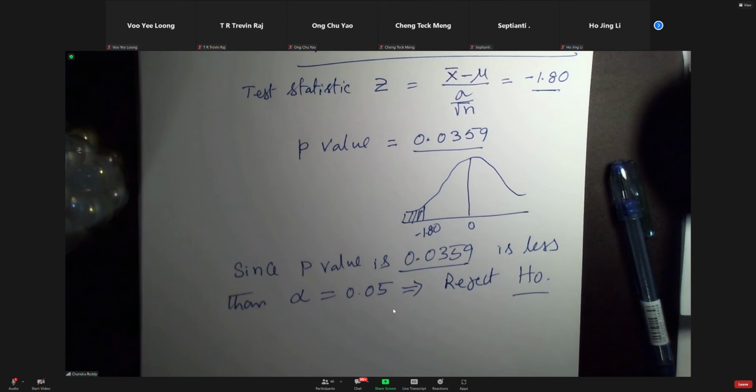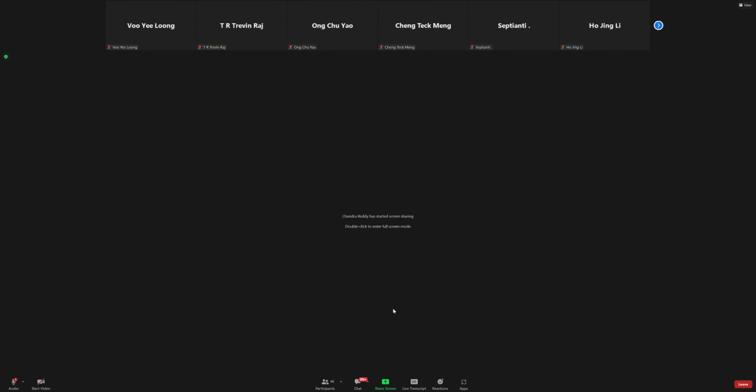Yes, any doubt? Okay. Yeah, we always reject if it is less than alpha. That is the rule, that is the decision rule. All right, so that is part C.